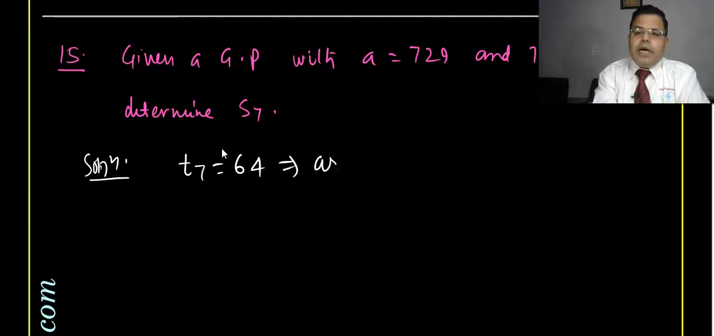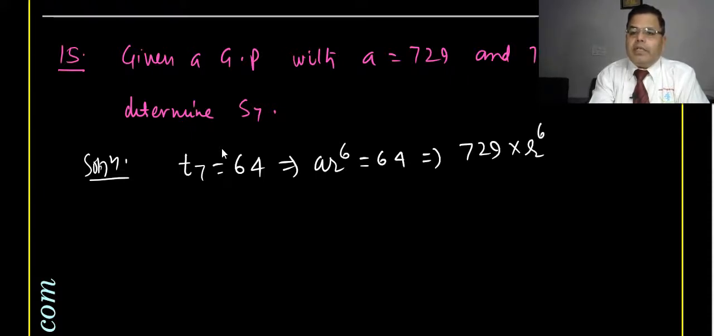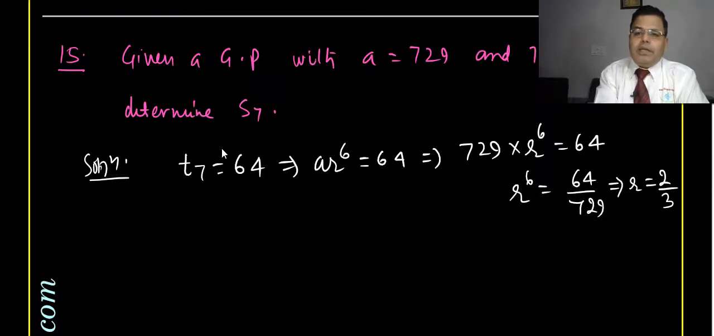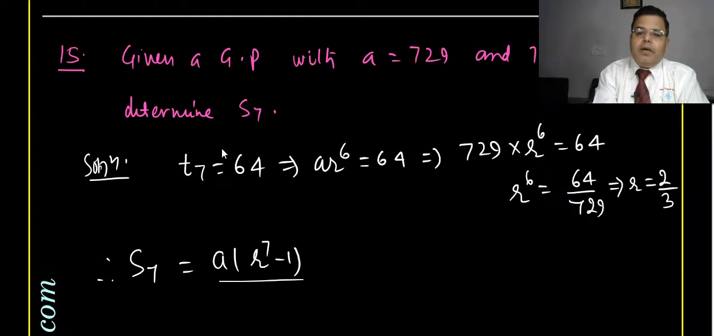It means AR to the power 6 is 64. A is 729, into R to the power 6 is 64. So R to the power 6 is 64 upon 729, and that will be nothing else, R is equal to 2 by 3. Right, now R is 2 by 3, and A is known. Therefore S7 is equal to A times (1 minus R to the power 7) upon (1 minus R), because R is less than 1.